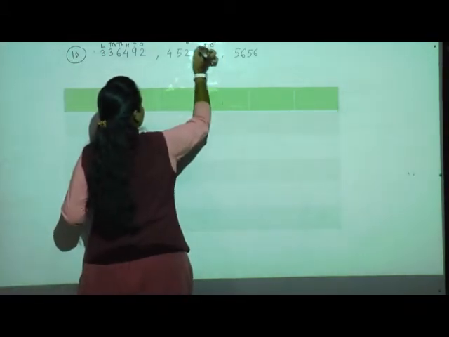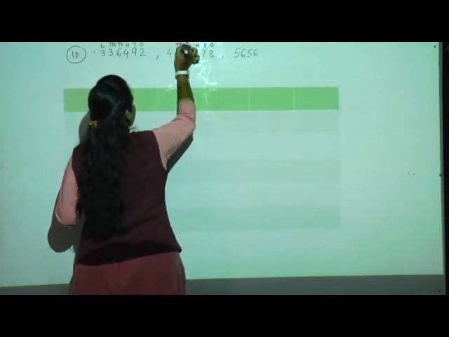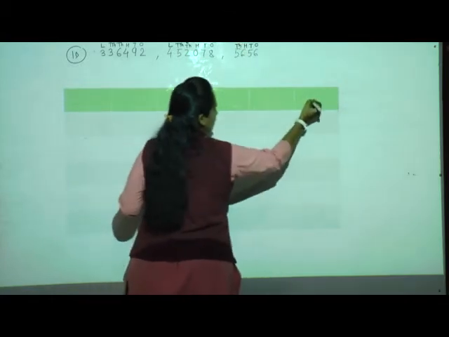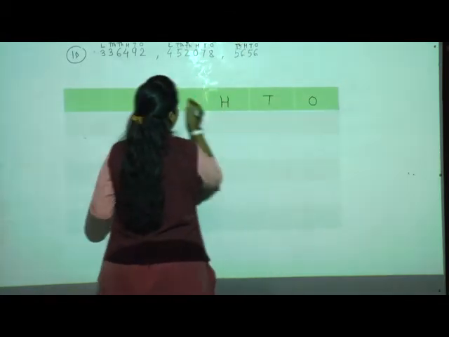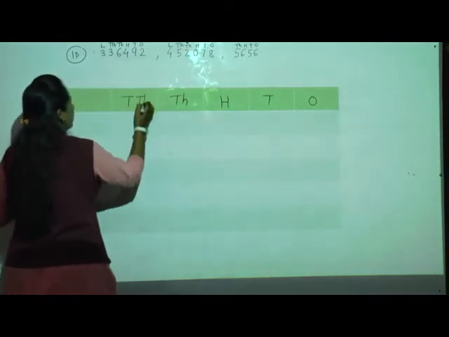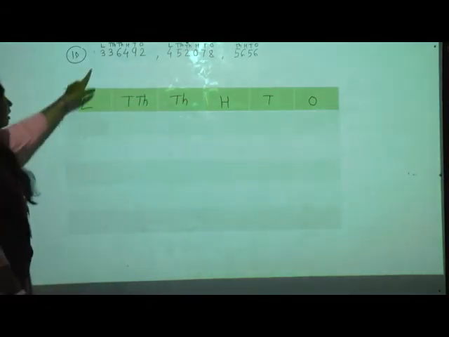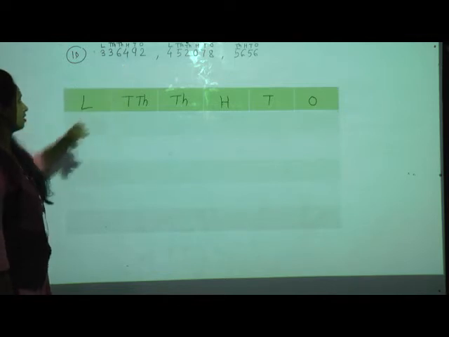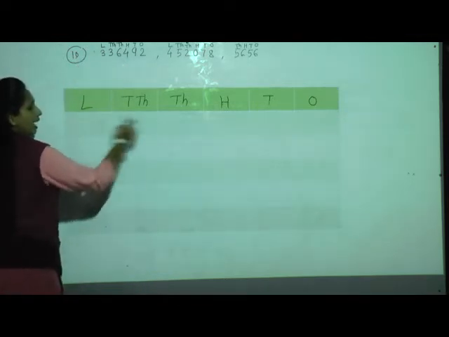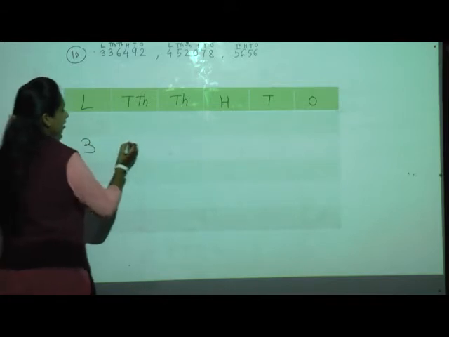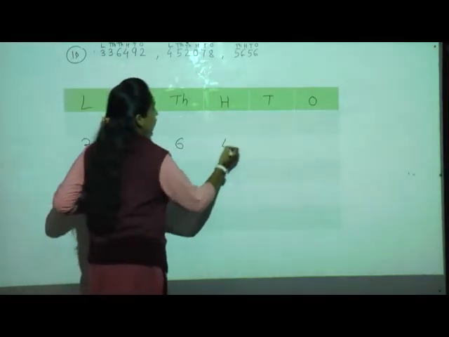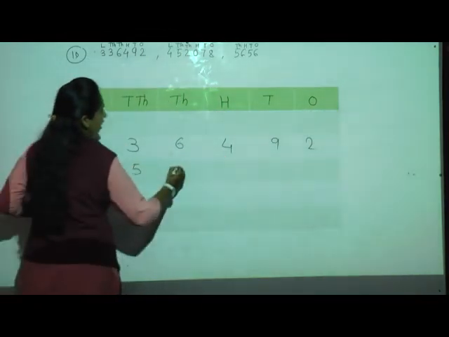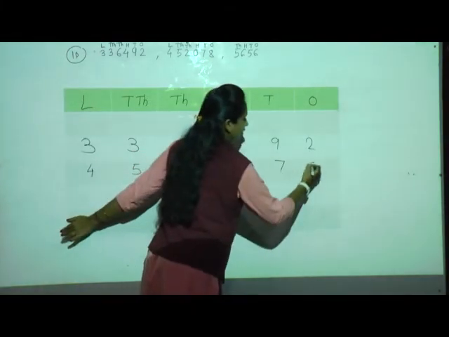Here ones, tens, 100, 1,000, 10,000 and lakh. I'll start from here: ones, tens, 100, 1,000, 10,000 and lakhs. Okay, now I'll place the numbers in the columns. What is the number? 3,36,492. So 3 starts from the lakhs place. Leave 1 line for the carry. 3, 3, 6, 4, 9, 2. The second number is 4, 5, 2, 0, 7, 8.